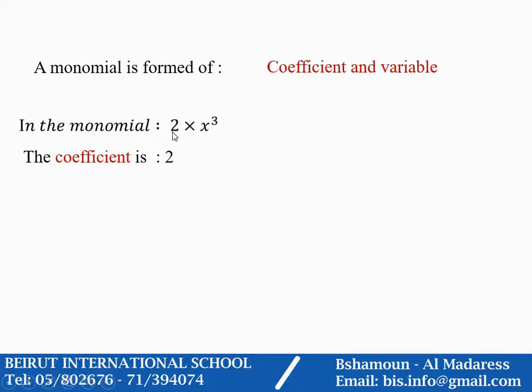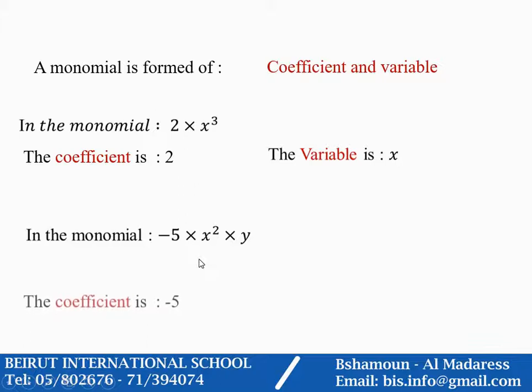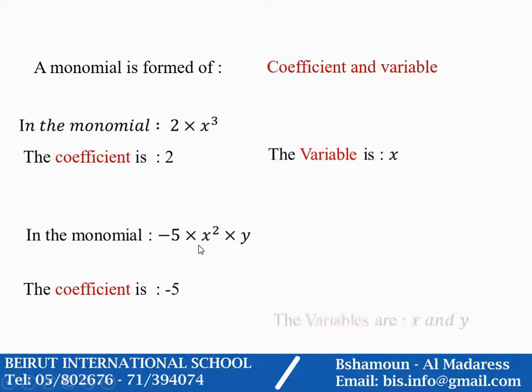So here the number is 2. So the coefficient is 2, and the variable is the letter, which is x. So each monomial is formed of a coefficient and a variable. Here the coefficient is 2 and the variable is x. Another monomial, minus 5 times x squared times y. The coefficient is, yes, it's minus 5. It's the number multiplied by the variable. And the variables are here because you have 2 letters. So the variables are x and y.